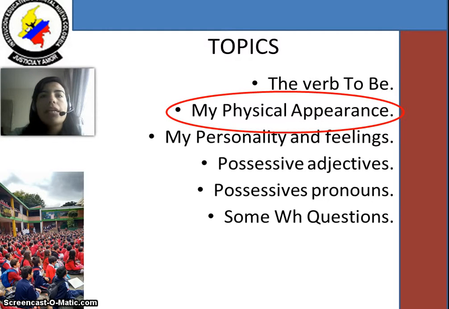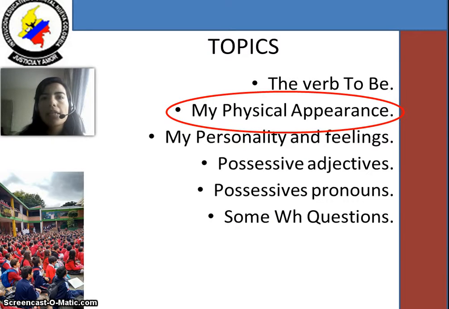The topics for this time that we are going to spend together: we are going to learn about the verb to be, today physical appearance, then my personality and feelings, then possessive adjectives, then possessive pronouns, and finally some WH questions, ok?